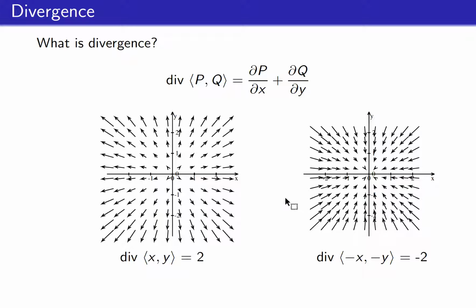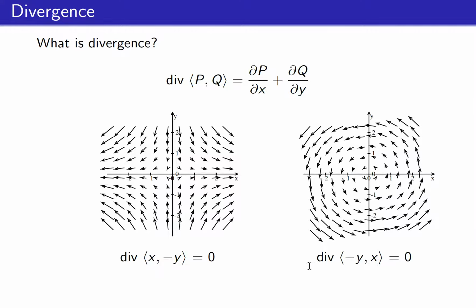Divergence 2. If I reverse all the arrows and go this way, negative x comma negative y, the partial derivative of p with respect to x is negative 1, q with respect to y is negative 1. Negative 1 plus negative 1 is negative 2. All these arrows turn backward, and they're all heading toward the center here. Things are getting scrunched at a constant rate everywhere. That's divergence of -2.